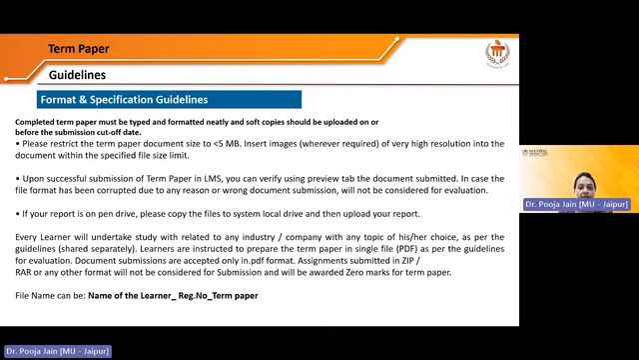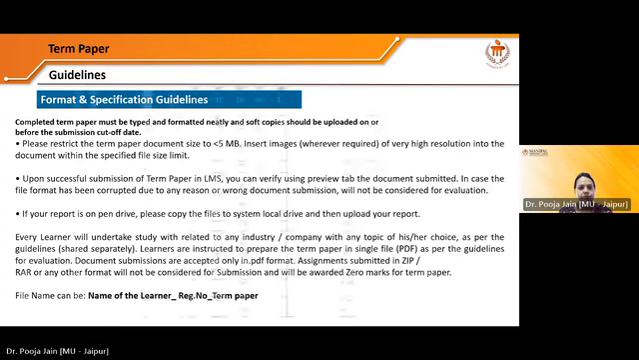Now, the most important part is how to rename your file. What will be the name of that particular file? So the file name can be the name of the learner. For example, my name is Pooja Jain. So I will write Pooja Jain, underscore, registration number. I will put the registration number, then underscore, then term paper, right? So that will be the file name. Name of the learner, underscore, registration number of the learner, underscore, term paper. Okay. So everyone has to rename your term paper file in this way.